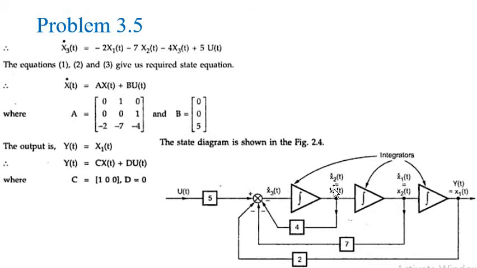Second differential equation was x2 dot of t, which is actually obtained here. x2 dot of t will be equal to x3 of t. Now the third differential equation was x3 dot of t will be equal to minus 2 x1 of t minus 7 x2 of t minus 4 x3 of t plus 5 u of t.